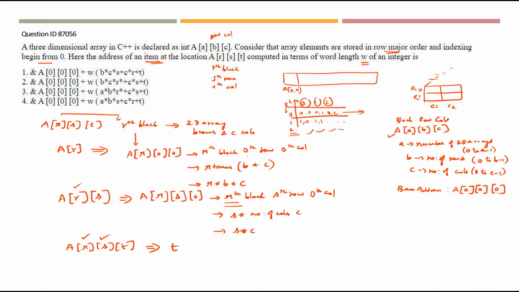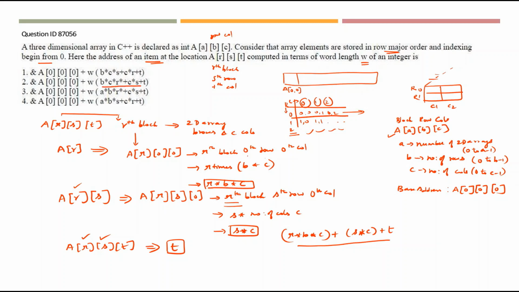If you take R into B into C, then S into C, then T. Now I have to add all these things: R into B into C plus S into C plus T. This will actually be the correct location of the item. So where do you find this? It is in option number 2.